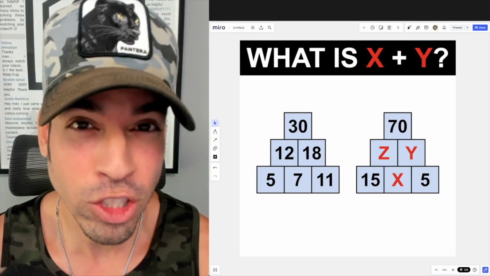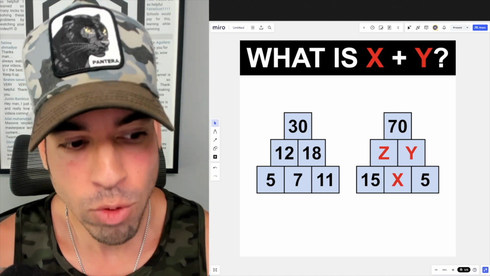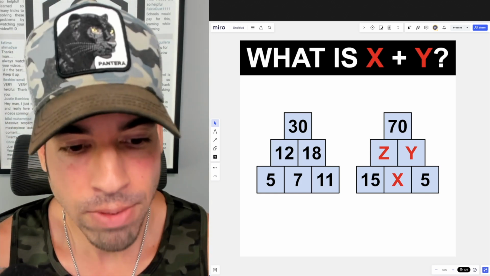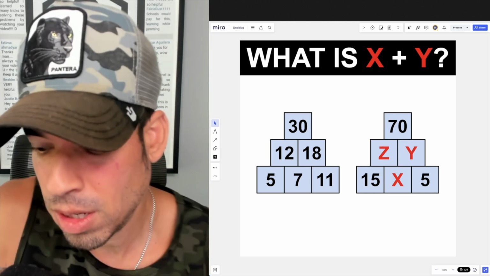In this one, the question is pretty simple. What is x plus y? Of course, we have these two little pyramids, if you will, and you have to find out what x is, what y is, add them together, and that will be your solution.